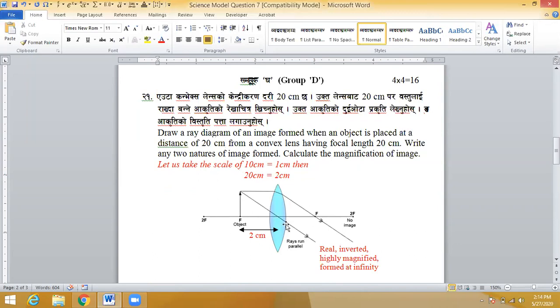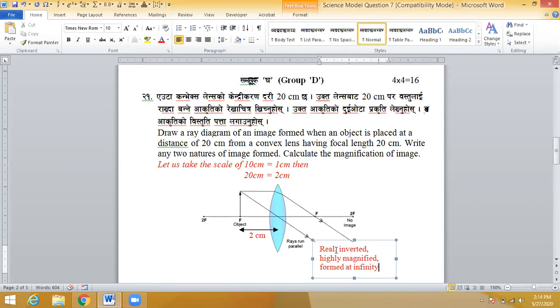So this shows that these two rays can meet only at a very far place which we can never reach. That means they are meeting at infinity. That means the image is formed not on our paper, but it is formed at infinity. So I've written over here, the image is formed at infinity, and this image is real. Why is it real?